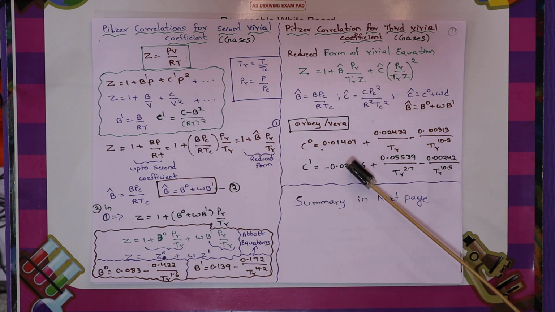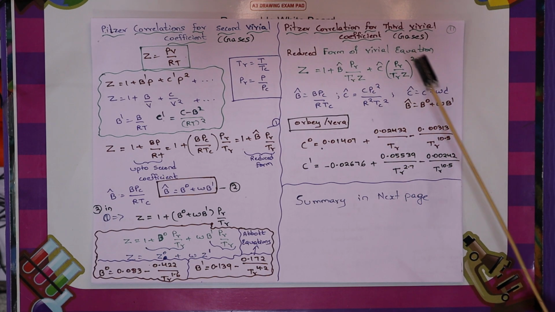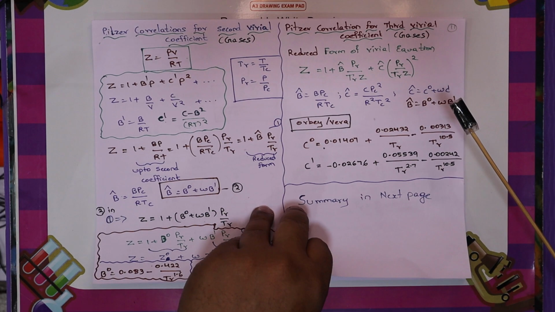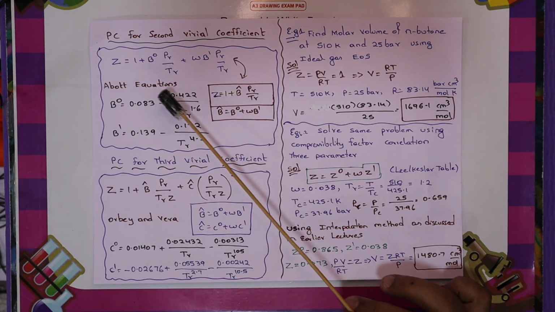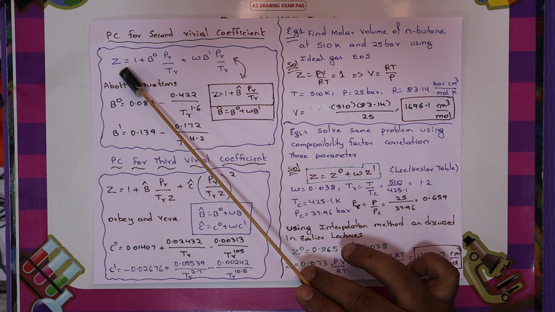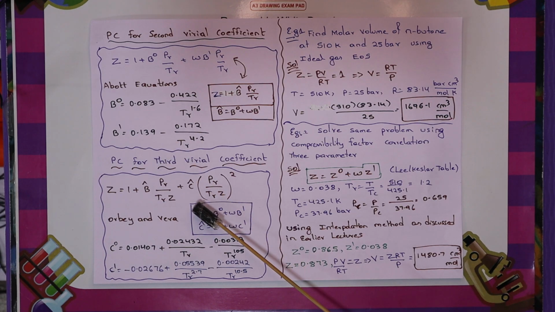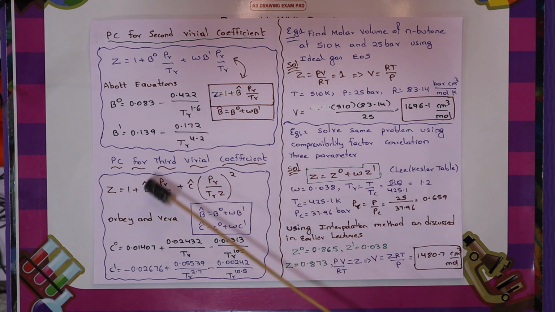This method you need to do some iterations to get the value of Z using Pitzer correlation for the third virial coefficient. Let us see some examples so that you will get to know the difference. In summary, you can calculate the Z using this particular equation by knowing B naught and B dash. You can calculate the Z for the third virial coefficient by knowing B naught and B dash as well as C naught and C dash.